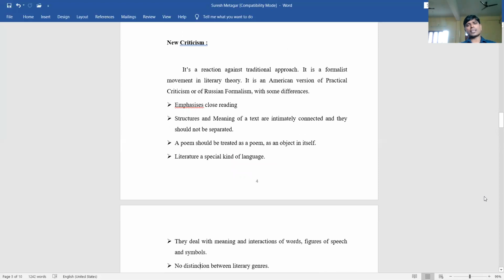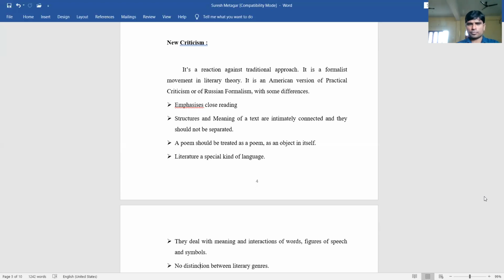New criticism is again a reaction against a traditional approach which was giving more importance to the writer and the writer's personal experience, his historical experience and so on. So it was again a reaction, and it is almost the American version of practical criticism or Russian formalism. They are almost similar, with certain differences.